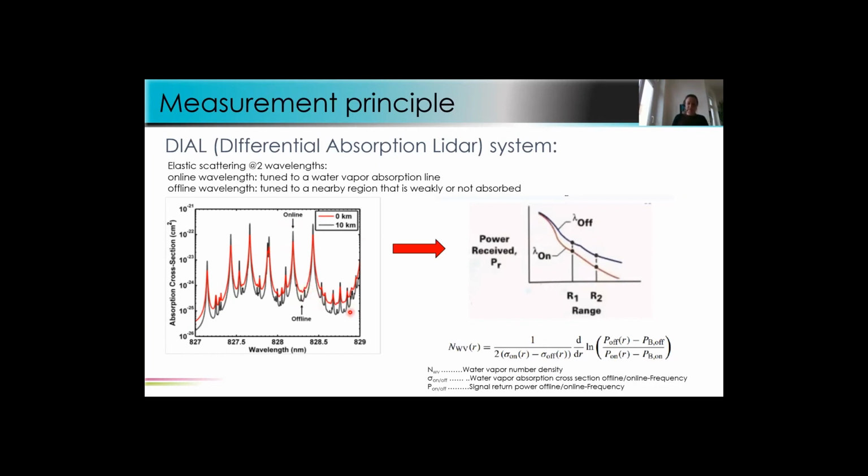So the difference in the returns between the two wavelengths is then due to absorption by water vapor molecules. So the measurement of the ratio of the backscatter at the two wavelengths as a function of range can be used to calculate the water vapor concentration profile. This is a classical DIAL approximation to retrieve the water vapor mixing ratio.